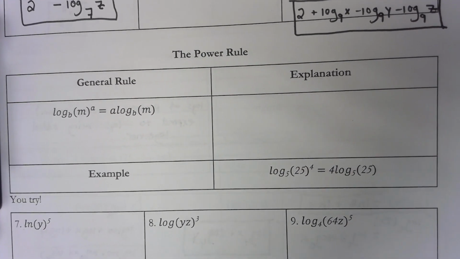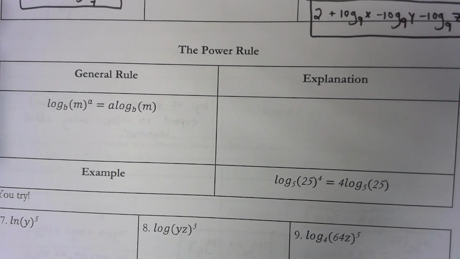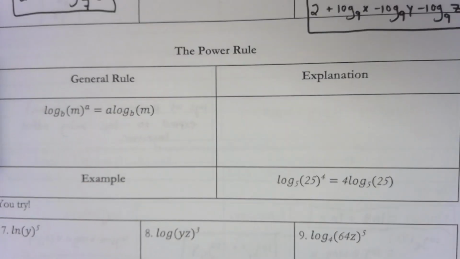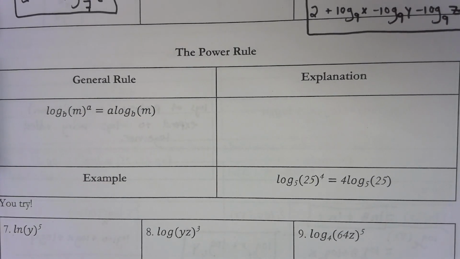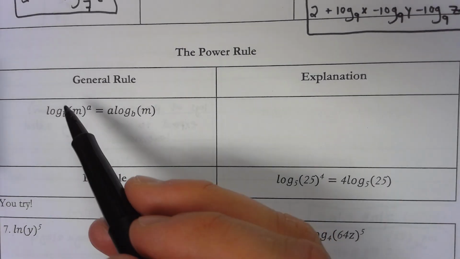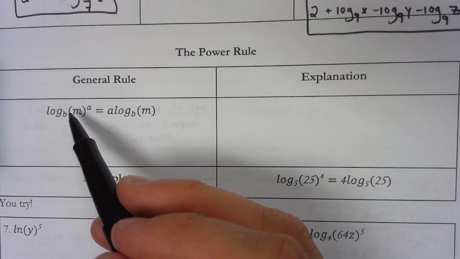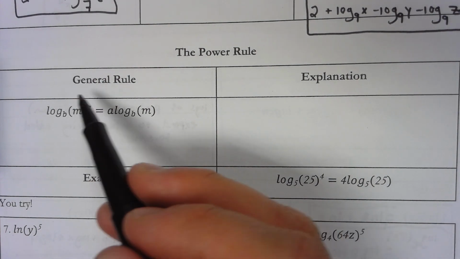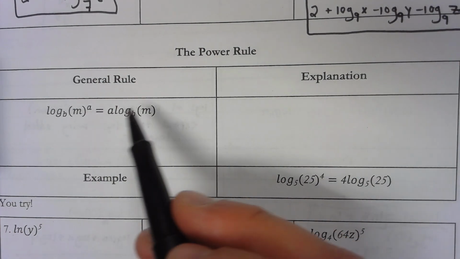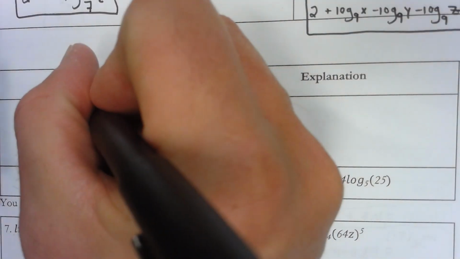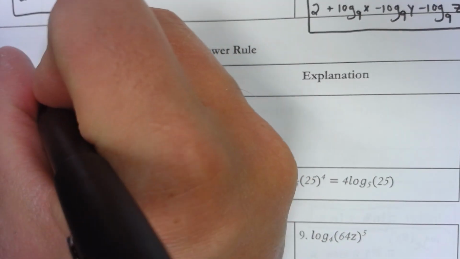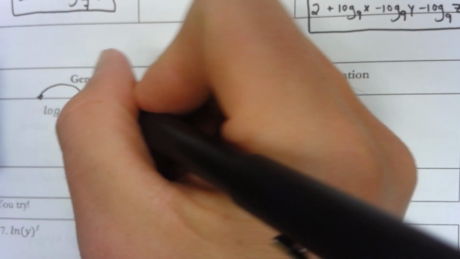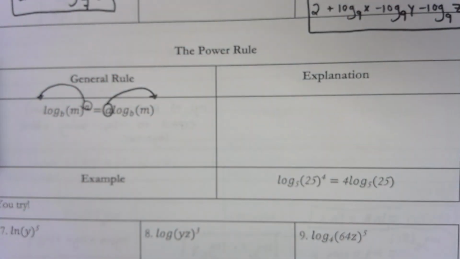All right, so the last property we have is the power rule. So if you think back to, again, the exponent properties, when I have an exponent raised to another exponent, I multiply those exponents. Well, that same idea gets applied here, that if I take log base b of m to the power of a, really what we're doing is we're taking that exponent a and multiplying the entire log by the exponent. So what I like to say is the exponent becomes the coefficient and vice versa. Coefficient can become the exponent.